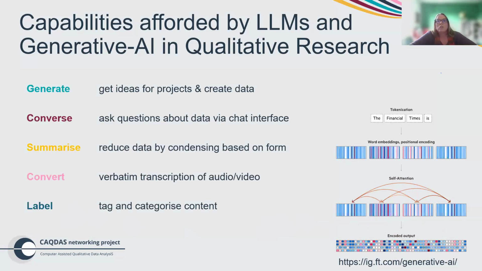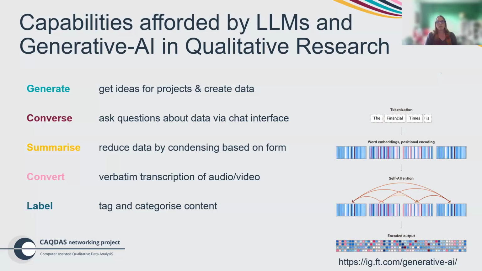But what we can do, basically, there are 5 broad capabilities that we're going to think about today. So first of all, the generate capability. This is generative AI, so it's able to generate things for us. And in the context of our qualitative research, we can generate ideas for projects, and we can also create data. So we'll think about that a little bit.